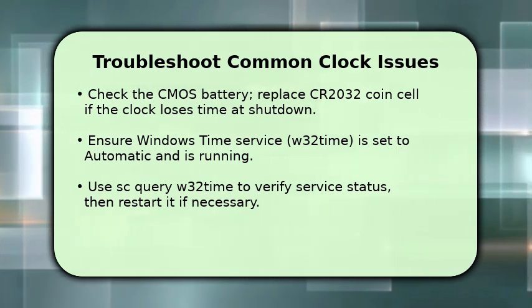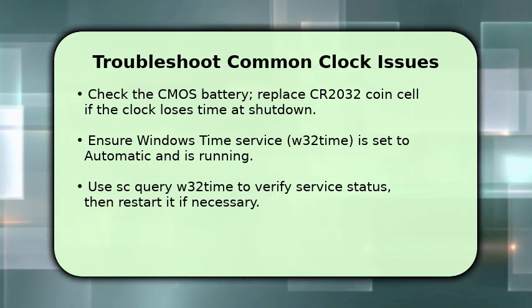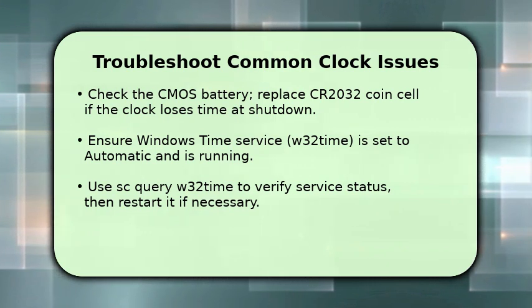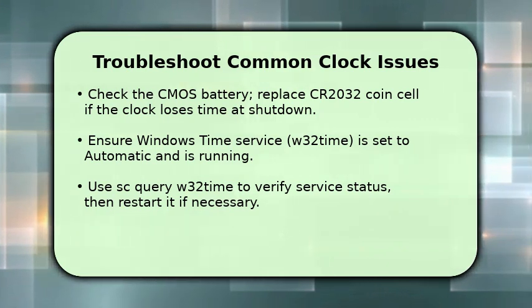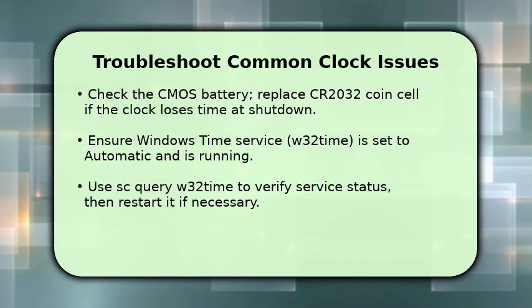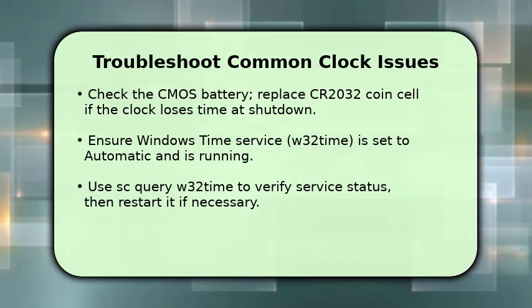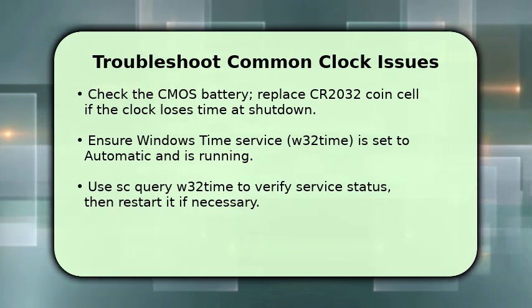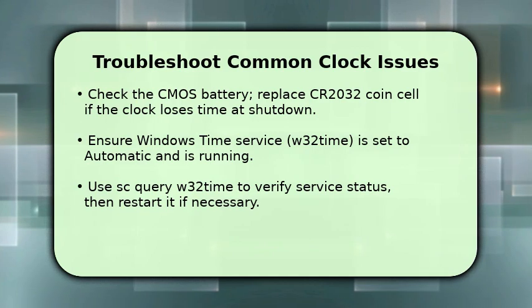Next, verify the Windows Time service is set to automatic in Services and confirm it is running. Use sc query w32time to check status, then restart the service when required to clear faults. Finally, confirm your time zone and daylight settings are correct after service restarts to ensure stable results.